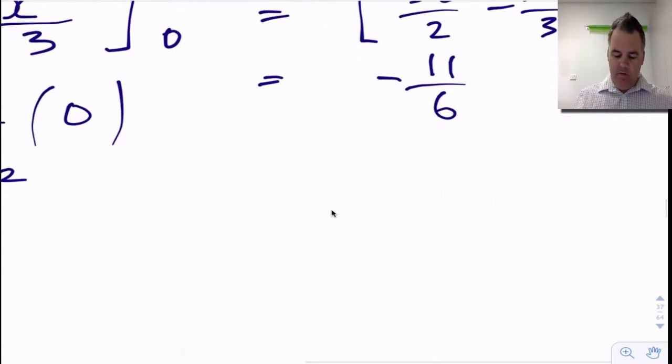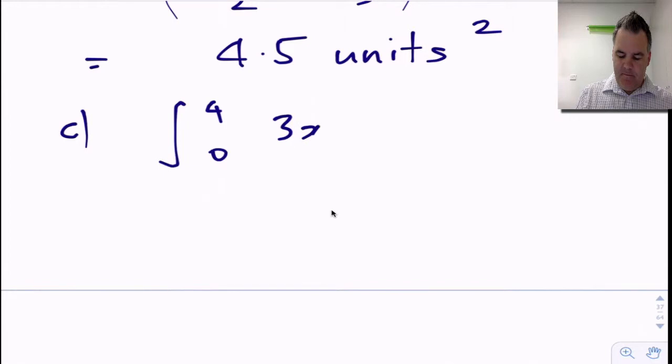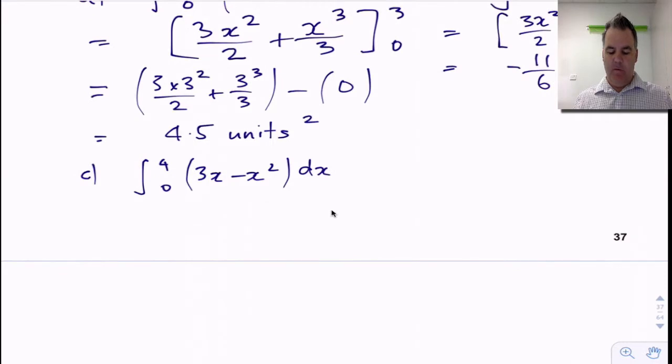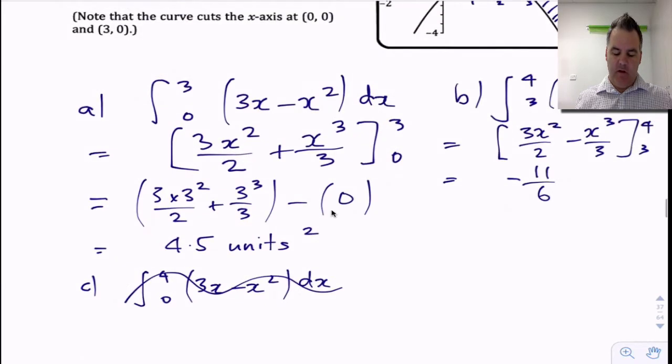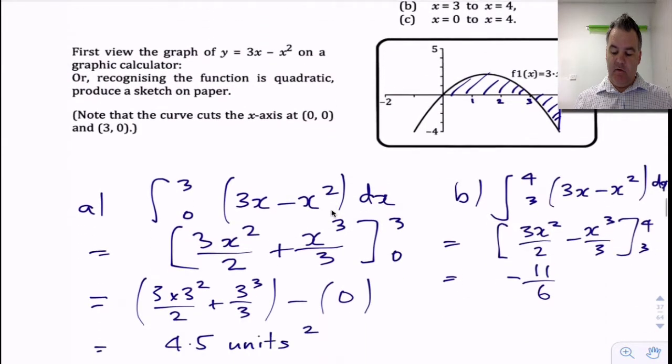Okay, so for part C, as I've said, it would be wrong to just do this. If you just work that out, you're going to get the wrong answer. What you'll get is 4.5 minus 11 over 6, which is wrong. What we really want is not the integral, but the area. That's what the question asks: what is the area between the curve and the axis from 0 to 4?